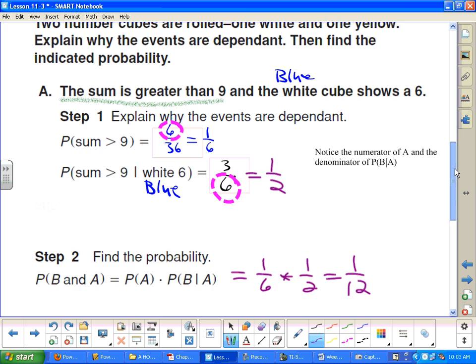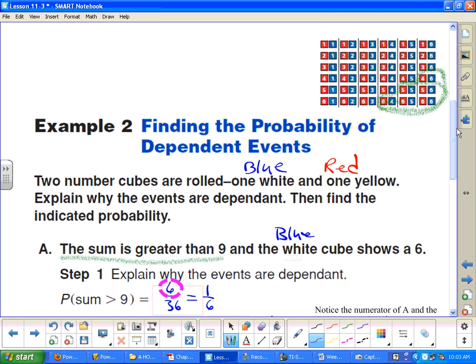Because if I go back to the chart, out of those ones that we circled, there were 3 of them that have a sum greater than 9 that had a blue 6, right? And 3 out of the total of 36 is 1/12. So could the answer have been found without all that? Yes, it could. But I need to prove that they're dependent, first of all. So I did need to look at those values.